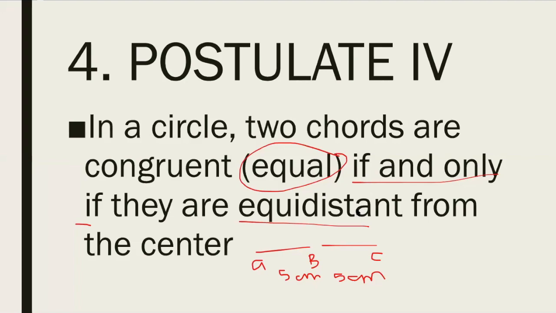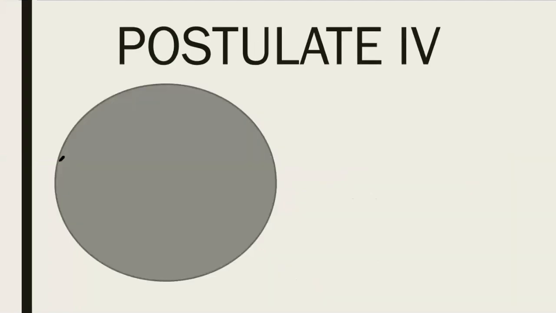So, ano yung itsura na yun? So, we have two chords. So, chord, remember, hindi siya lalabas. Chord A and chord B. And then we have chord C and chord D. And then we have point O. Sorry, pangit talaga yung drawing ko.